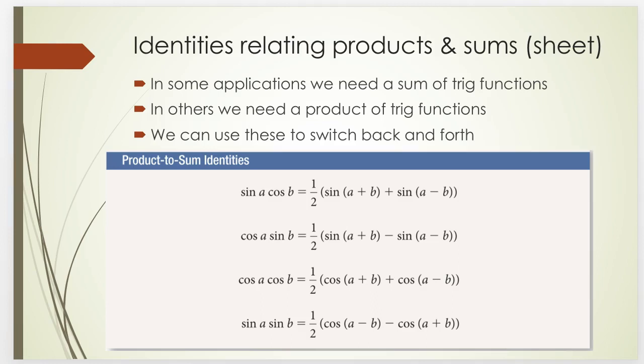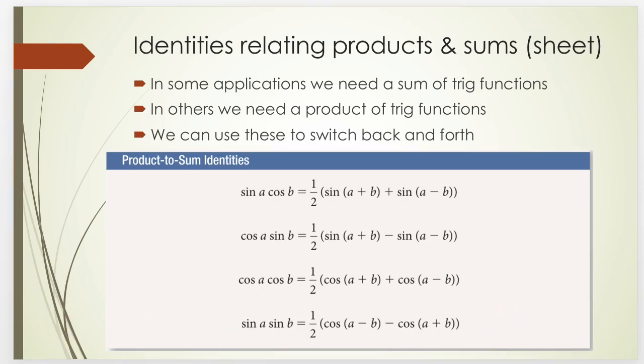Okay, so the next one we're going to look at is identities relating products and sums, and this is written both ways on your sheet. It says product to sum identities, and it says sum to product identities, so that you can go both directions with it. This one is just written in the product to sum identities section, so that's about halfway down on the left side of the back side of your yellow sheet. So in some applications, we need a sum of trig functions, and in others, we need a product of trig functions. So we can use these to switch back and forth. So you can pause here and look at these if you'd like.